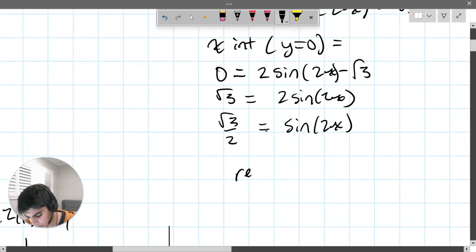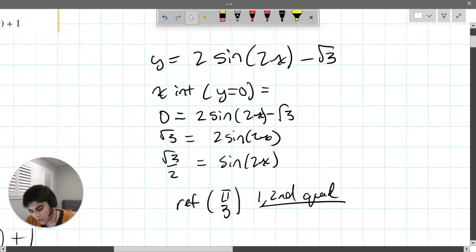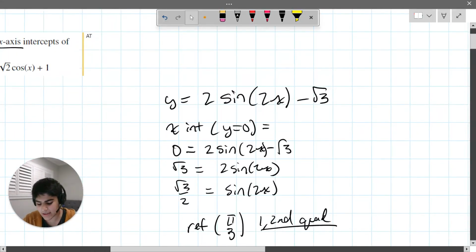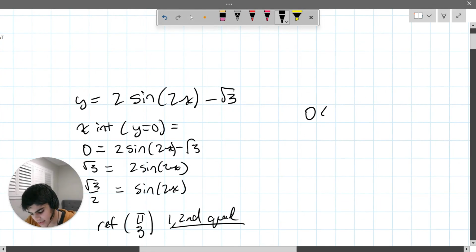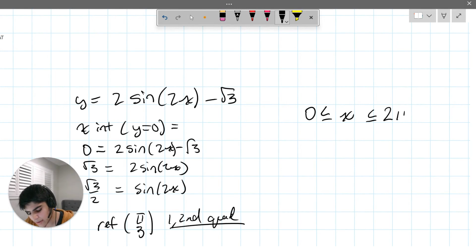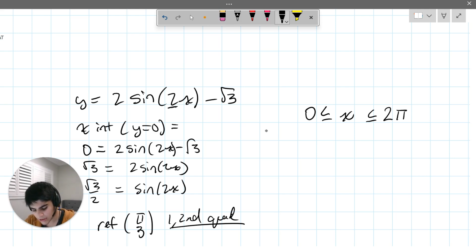Now the reference angle here is pi on 3, and sine is positive in the first and second quadrants, right? Now we've got a dilation relative to the y-axis over here. To deal with this, we need to adjust the domain. Our existing domain is 0 less than or equal to x, less than or equal to 2 pi.